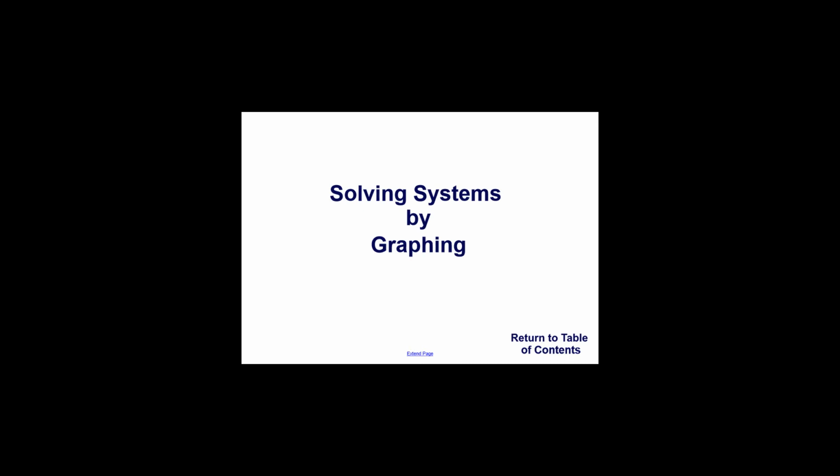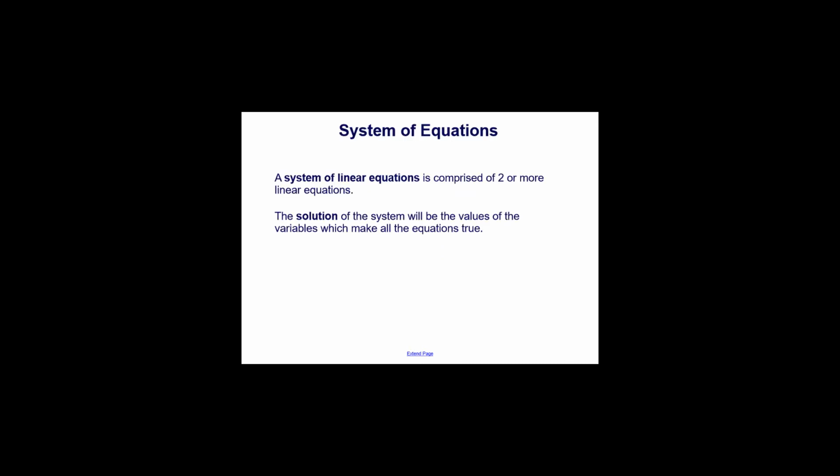Solving systems by graphing. A system of linear equations is comprised of two or more linear equations. The solution of the system will be the values of the variables which make all the equations true.